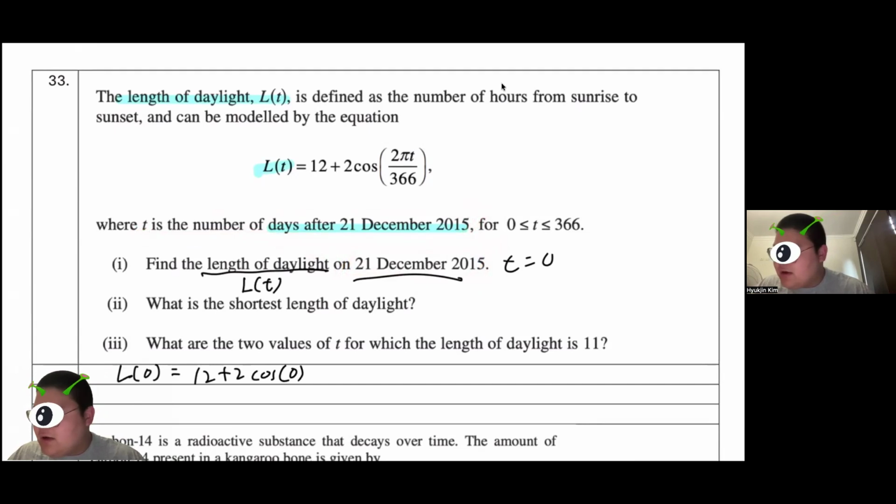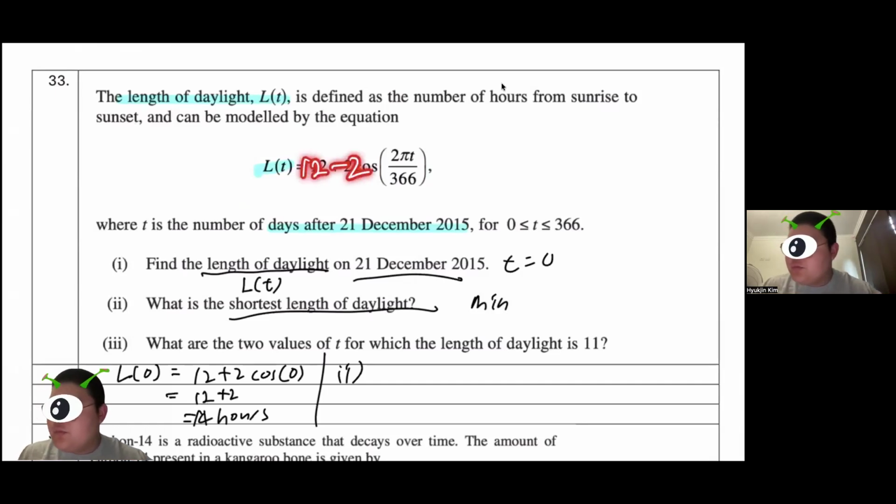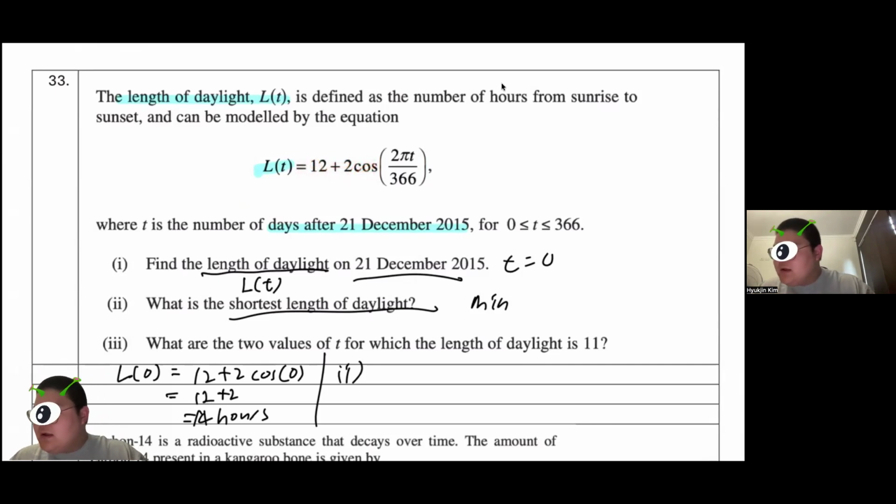If you need to check it in your calc, that's fine. Cos of 0 is always 1. So it's just 12 plus 2, which is just 14 hours. Indeed. And now, what is the shortest length of daylight? What does that mean? Minimum. We're looking for the lowest value of this function, which is just 12 minus 2, because cos can be negative 1. 10 hours. You do not need to show working out for this one.